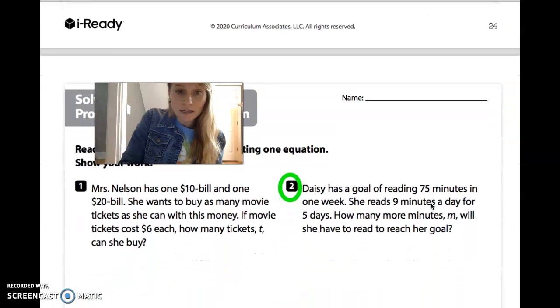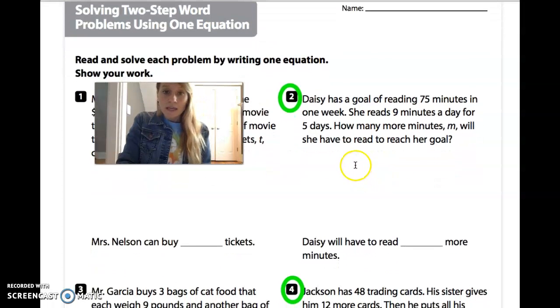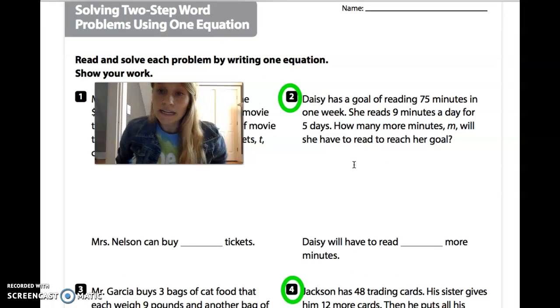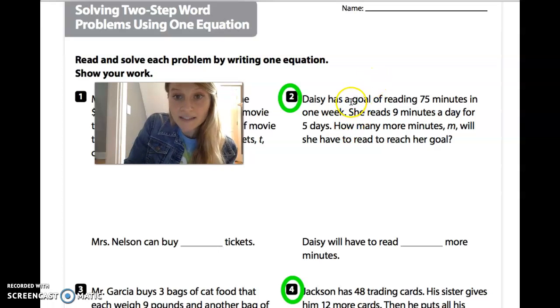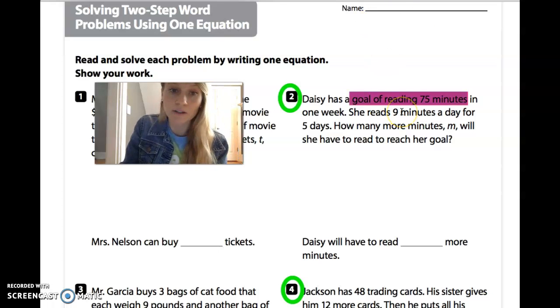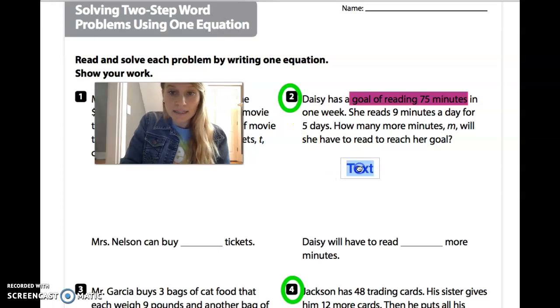All right, now for this one, 2-step word problems, but this time only 1 equation. 1 equation. So we're going to do number 2 together. Daisy has a goal of reading 75 minutes in 1 week. That's a goal. So a goal means she wants to read that much. She reads 9 minutes a day for 5 days. Ooh, that gave me a clue.